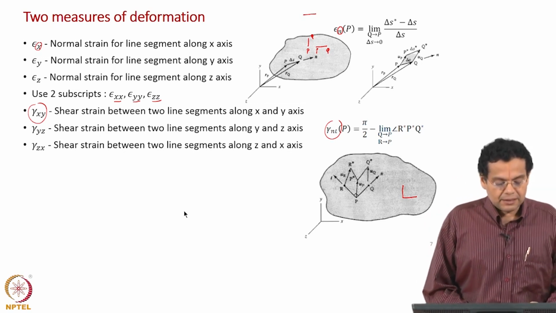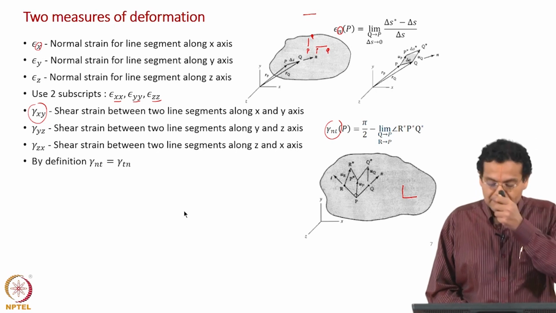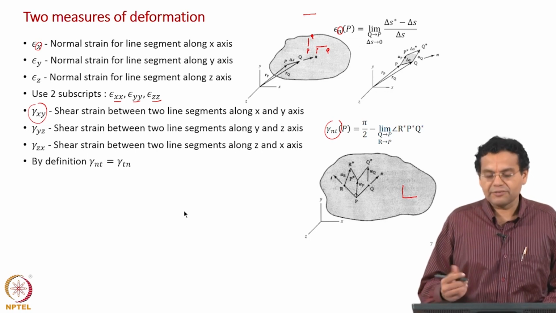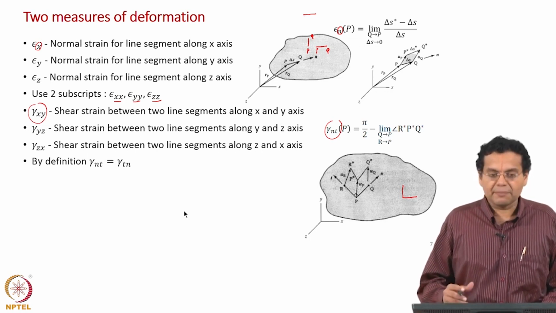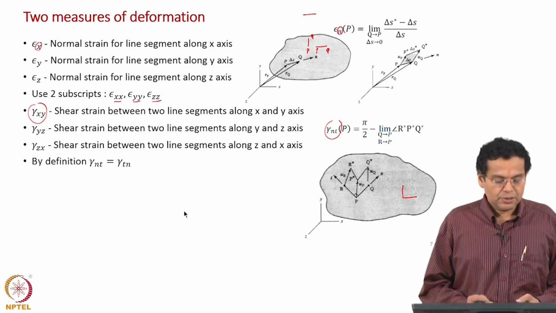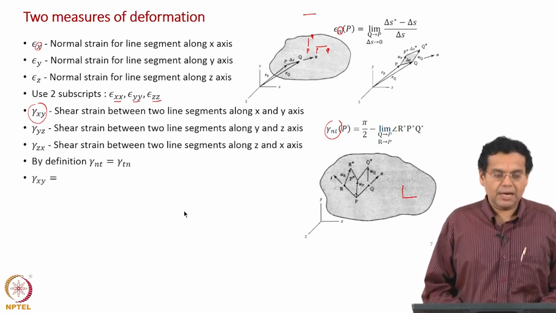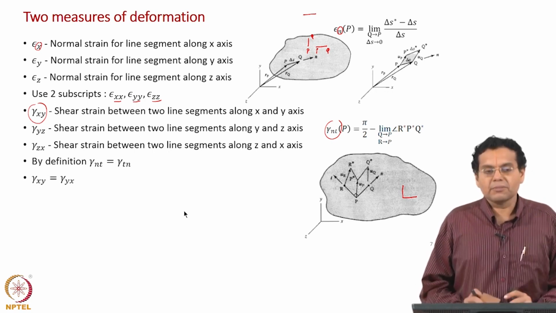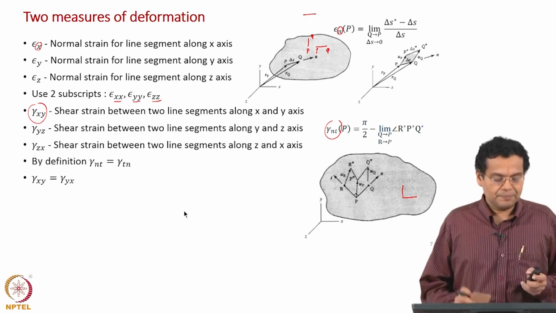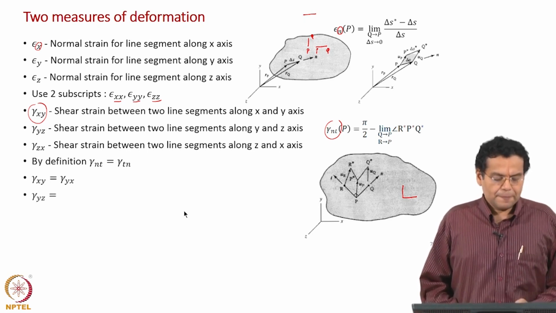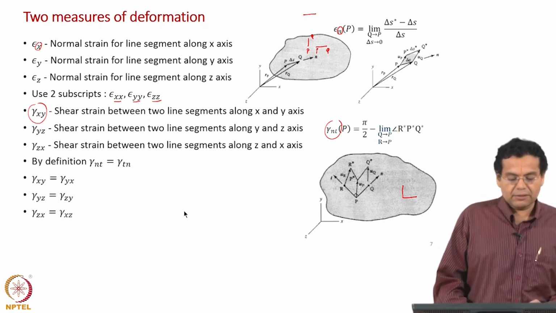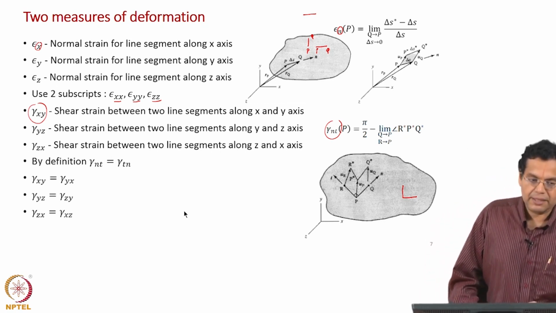And by definition, how do we define shear strain? Shear strain represents the difference in angle between initial state and final state. So it does not matter whether it is gamma nt or gamma tn, it is the same. So our gamma xy will be equal to gamma yx, just angle. Remember, we are not considering any direction here, that will come later, but right now it is just the difference in angle. So it does not matter whether gamma xy or gamma yx. Similarly, gamma yz equals gamma zy, gamma zx equals gamma xz.